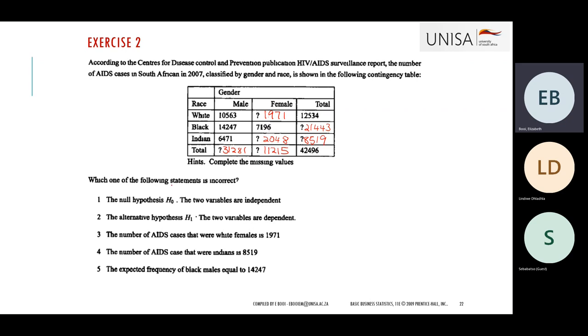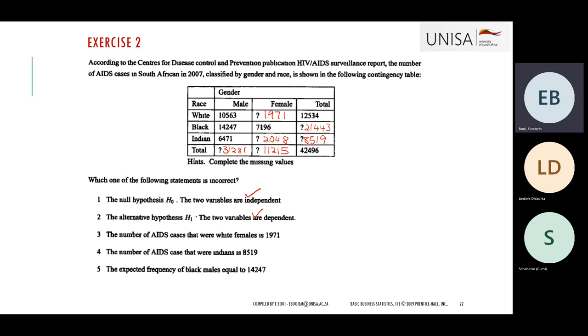Okay. So which one of the following statements is incorrect? The null hypothesis states that the two variables are independent. So always in your null hypothesis, it should state independent, right? Always remember that. So this statement is correct. But we're looking for the incorrect one, so I'm just going to tick here to show that that one is correct. The alternative will say the opposite. If the null hypothesis says independent, then the alternative will say it is dependent. So those two statements are correct.